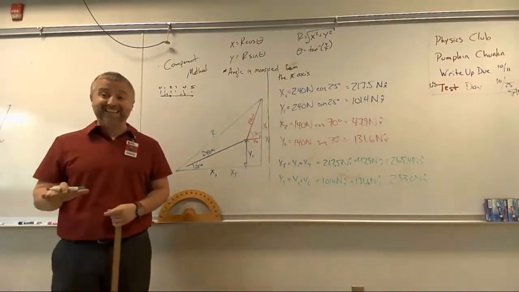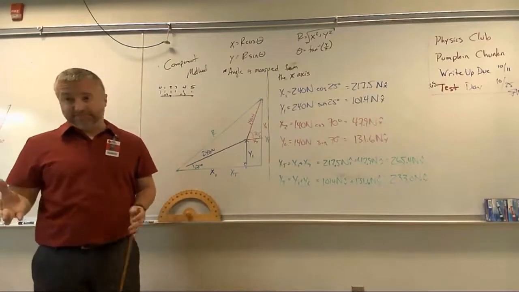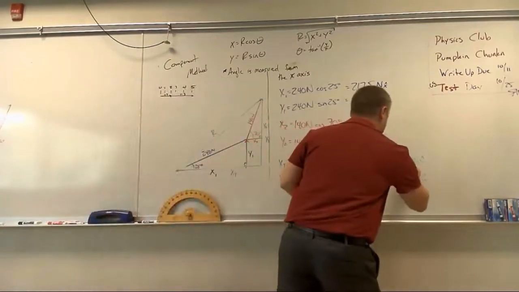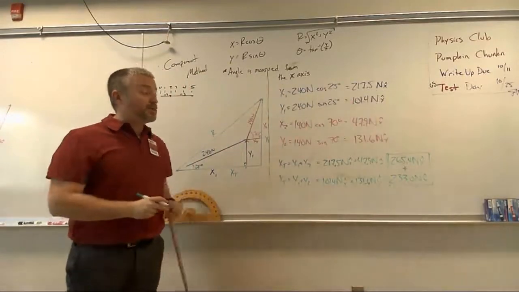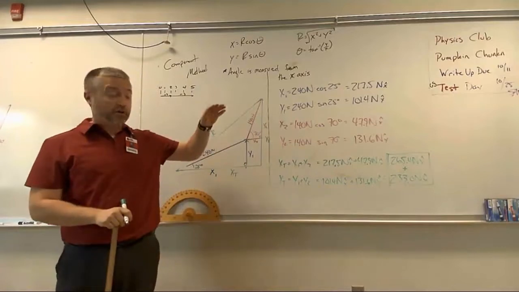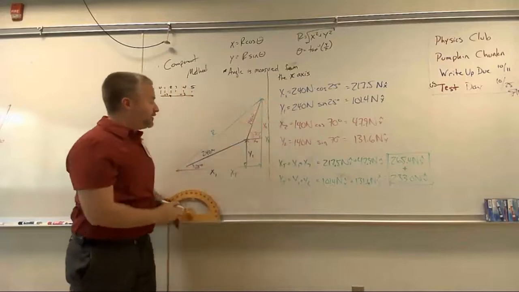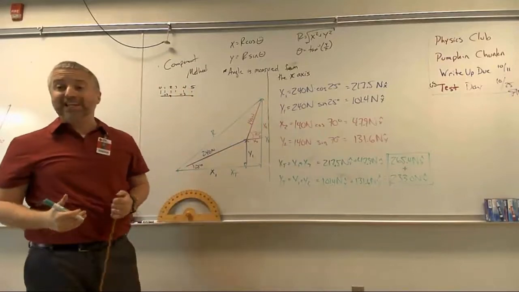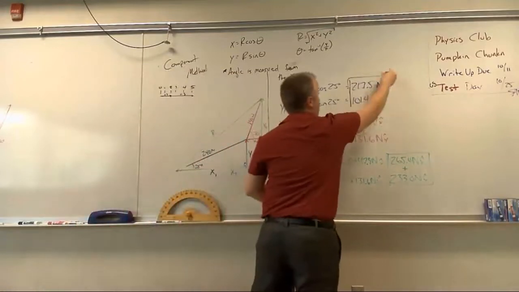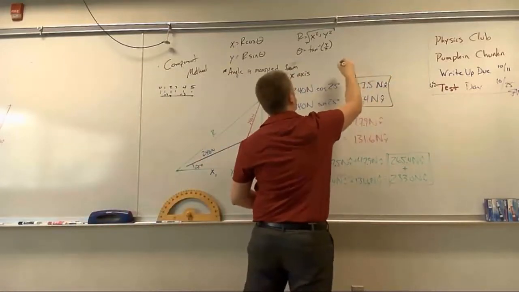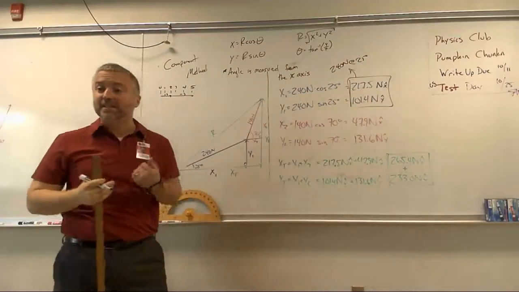Well, technically, we're done. This is an answer. That's just the answer in component method. It tells us how far it goes along the x and how far it goes along the y. That is the answer, just in another method, in the exact same way that these two added together are the exact same thing as 240 newtons at 25 degrees. They mean the exact same thing.